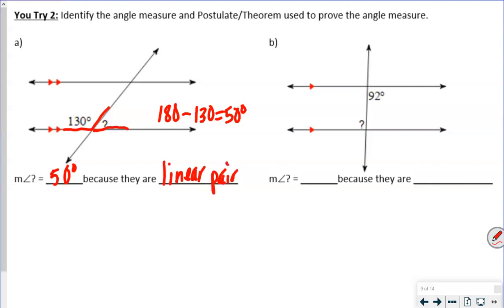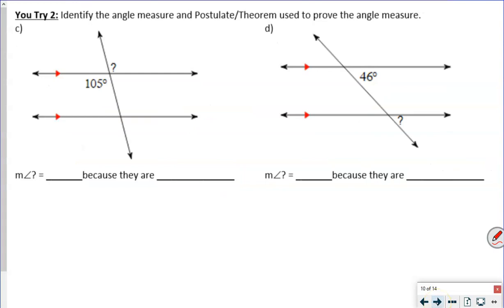All right, the next one. What is the relationship between this angle and this angle up here? They're on alternate sides of the transversal, so that's alternate. And they're inside the parallel lines, right? So it's alternate interior angles. And then what can we say about those angles? They are congruent, right? So that's 92 degrees.